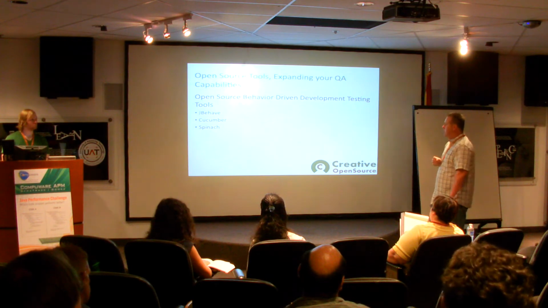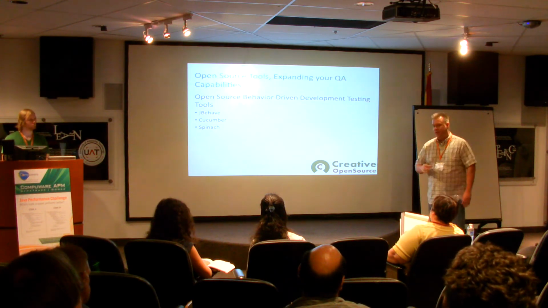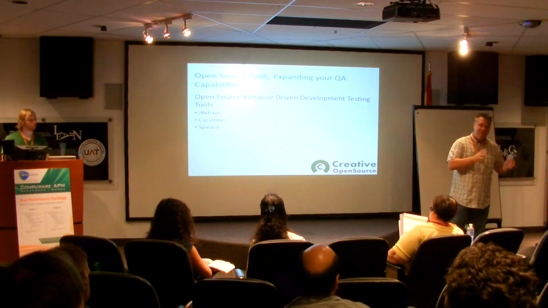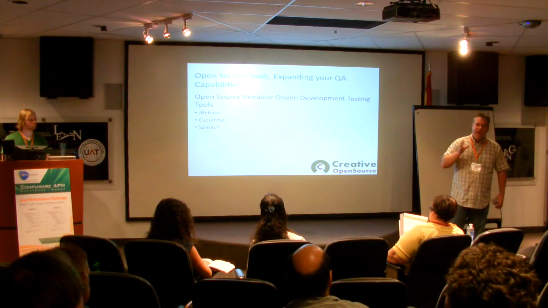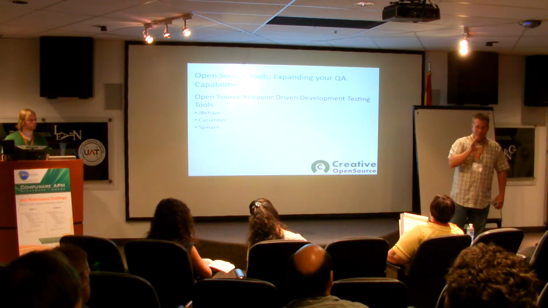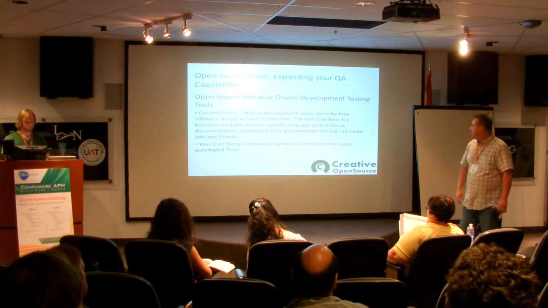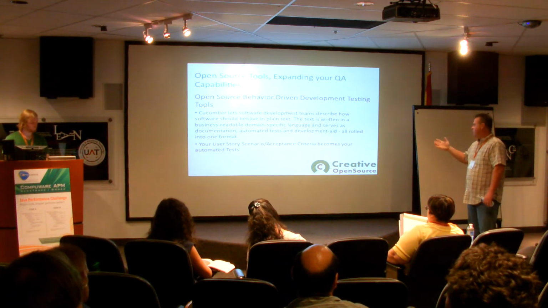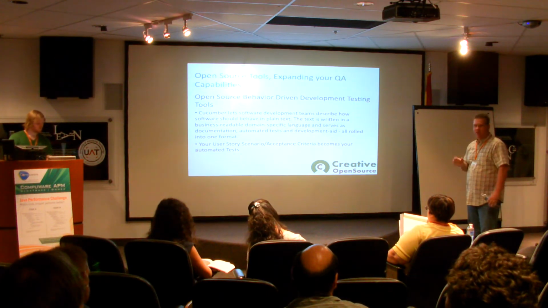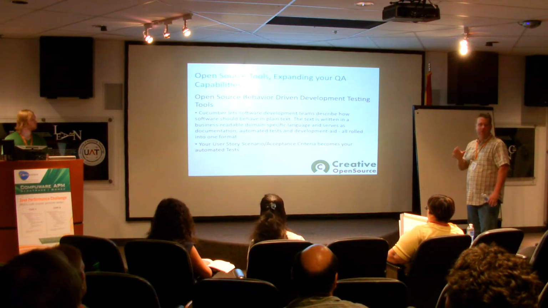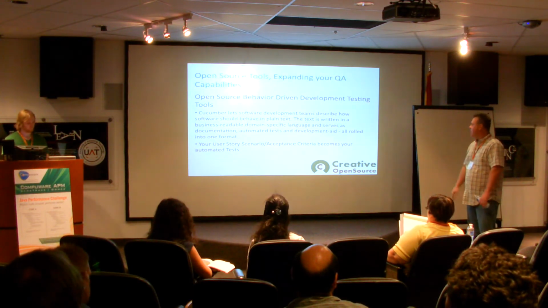What JBehave, Cucumber and Spinach basically allow is for a business interest, a product owner, whoever, to actually create scenarios and write them themselves. They're actually automated test cases. Go to the next page. So your true user story scenarios and acceptance criteria truly become an actual automated test case. Okay, go to the next, I'll show you how this works.